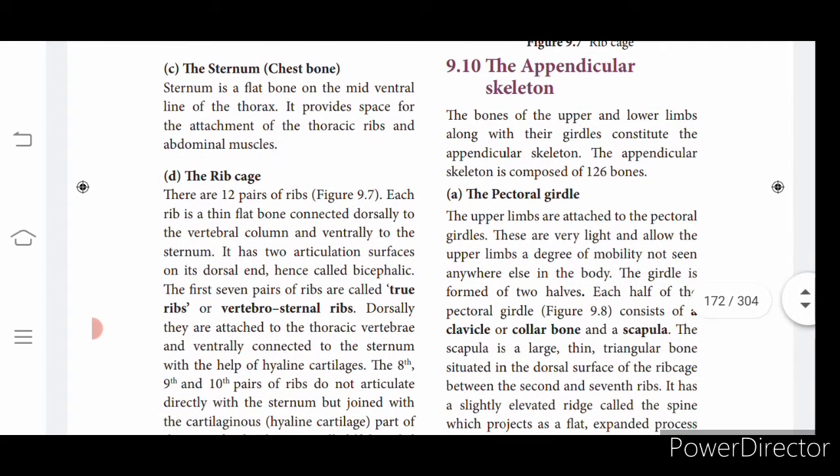Then the sternum. Please listen, the sternum is a most important word, and you have to learn this definition. The sternum is a flat bone which is present in the mid-ventral line of the thoracic region. It provides space for the attachment of the thoracic ribs and abdominal muscle.